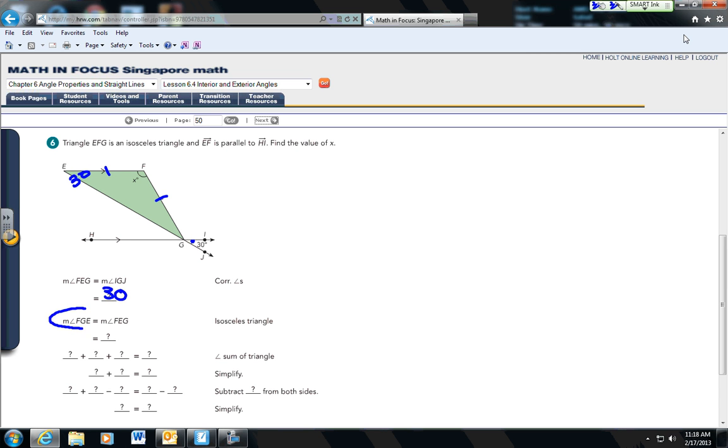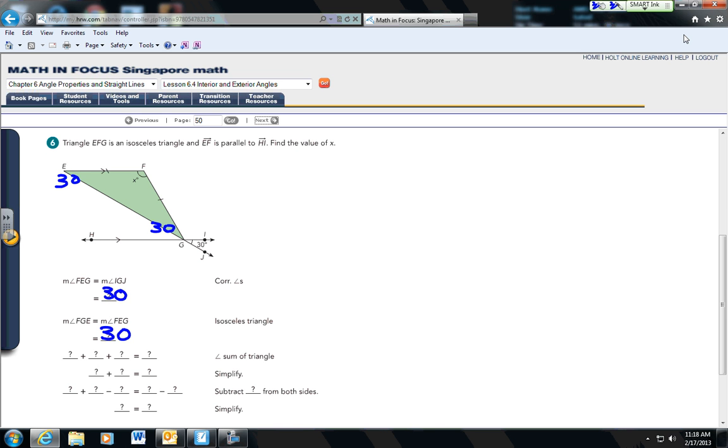And as you see right here, FGE, which is this angle right here, FGE is equal to FEG, the one we just found to be 30. And again, that's because it's an isosceles triangle. Two sides are the same, so two angles need to be the same. So the angle where those sides meet is the oddball out. The other two are the ones that are equal to each other. So that means that FEG and FGE are both 30. And again, if you need to, visually put that in there.